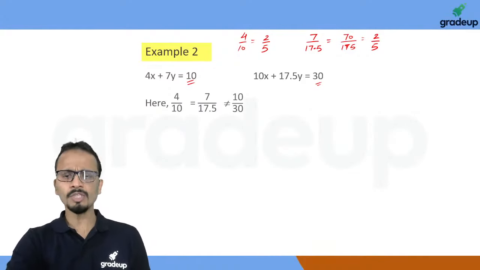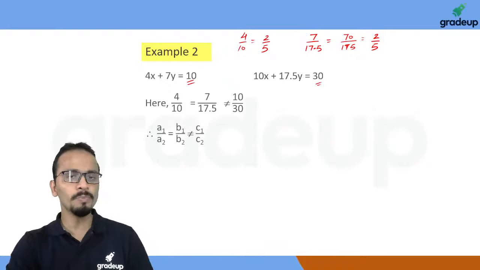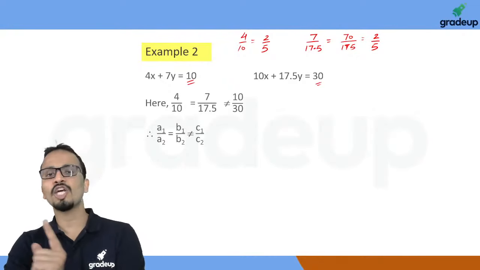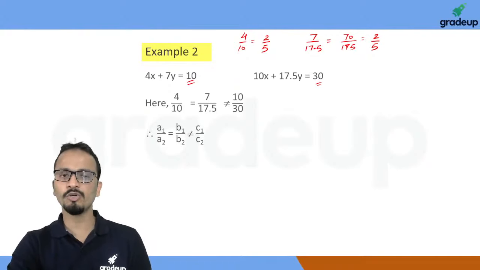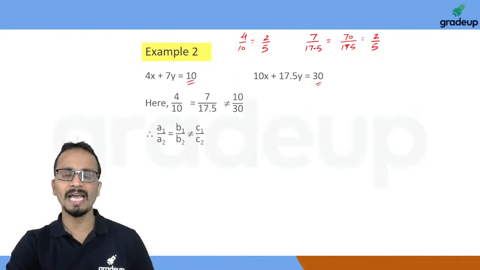All right, so what condition do I have here? A1 upon A2 is equal to B1 upon B2, but these two ratios are not equal to the third ratio, which is C1 upon C2. All right. So this is the condition that I have got.